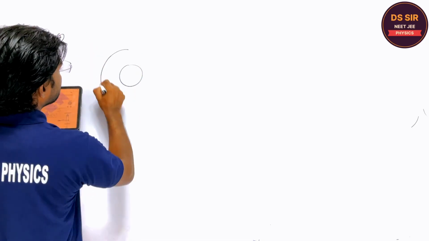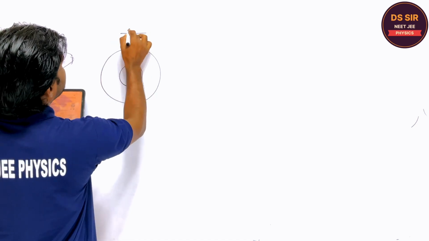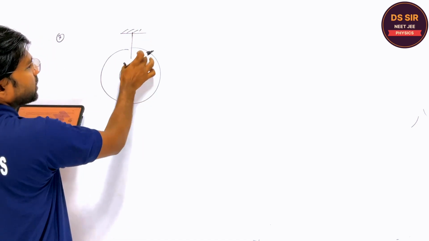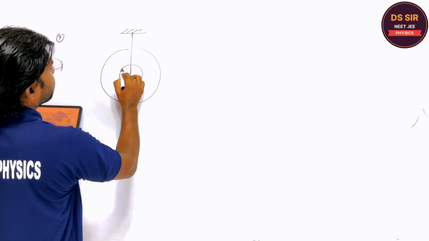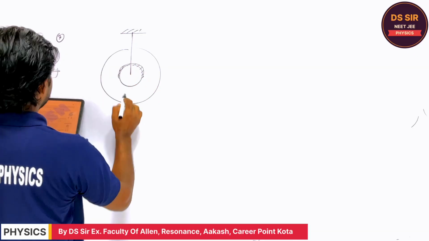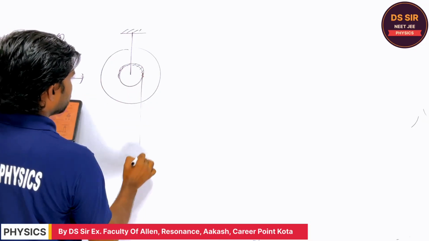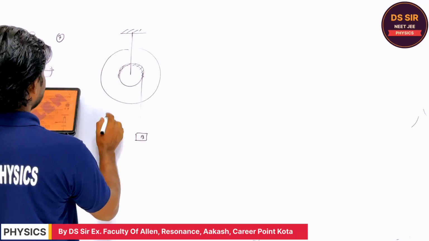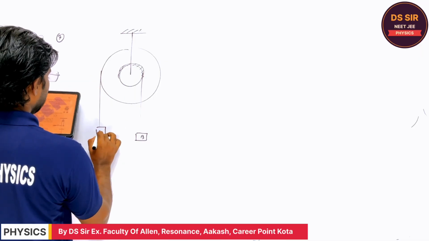This is the 1 meter, this is the pulley, right? This is the pulley over pulley. This is one pulley and this is another pulley like this. This is the one pulley like this, and there's a string. This is the B block and this is the A block, right?